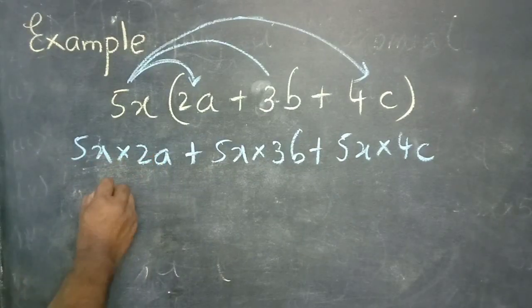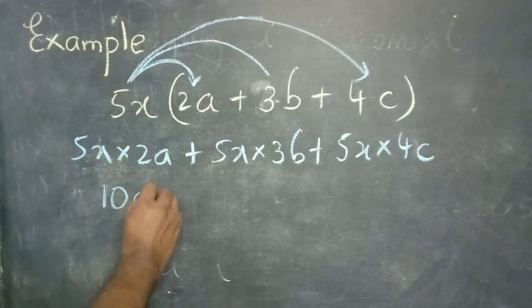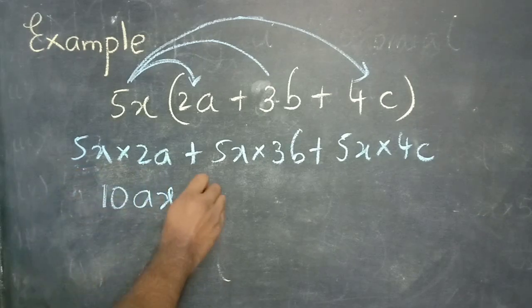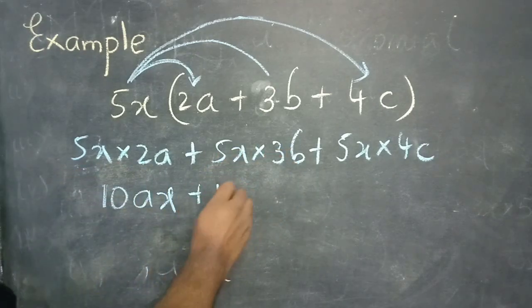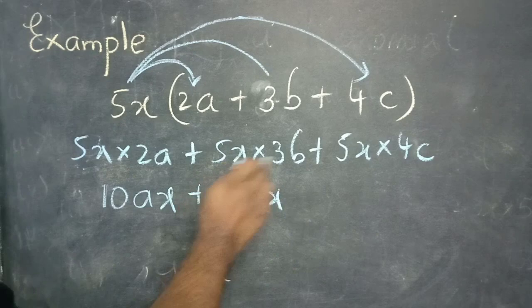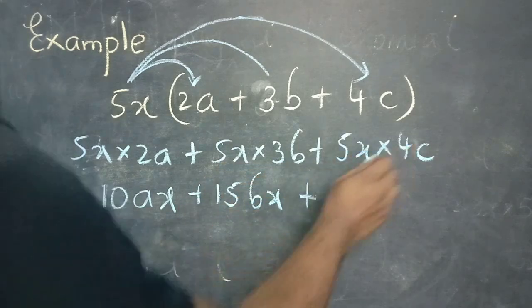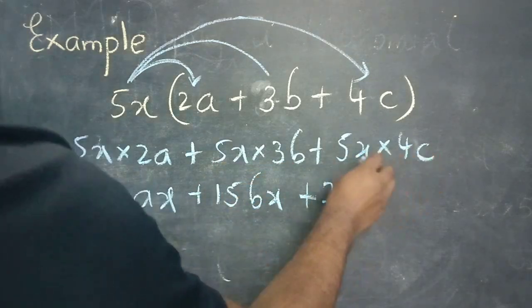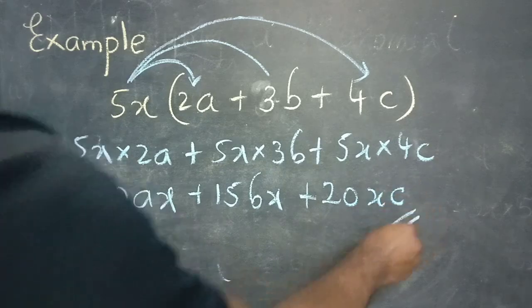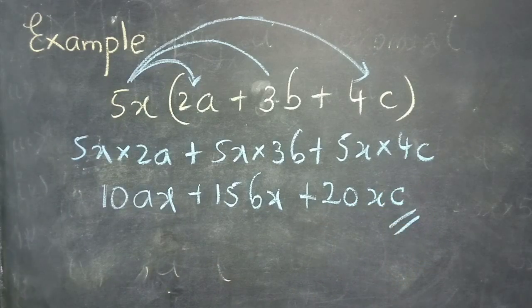5 2s are 10. What we get is a into x, ax. 5 3s are 15. What we get? b into x is bx. Next, 5 4s are 20. x into c is xc. This is an example for multiplication of monomial by a trinomial.